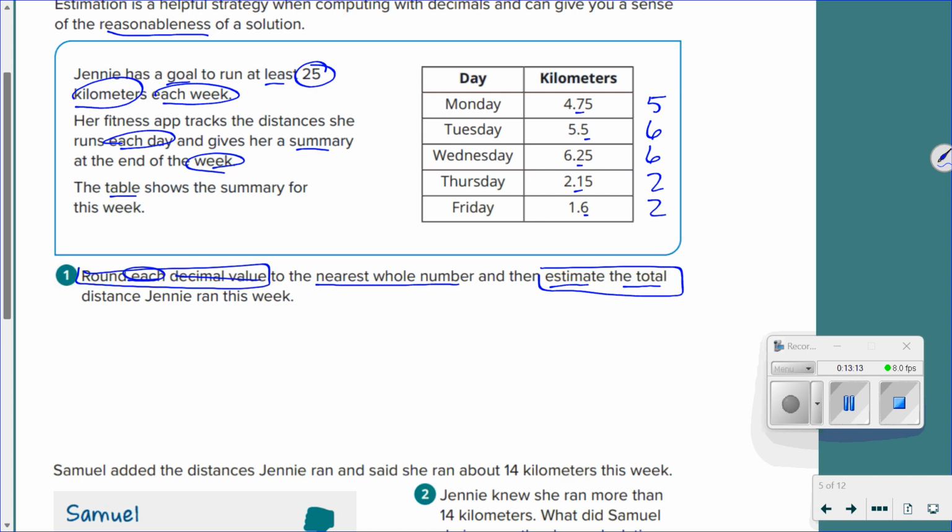I add those up. I've got 10, 21. So, do we think she made her total distance? No. She probably missed it.